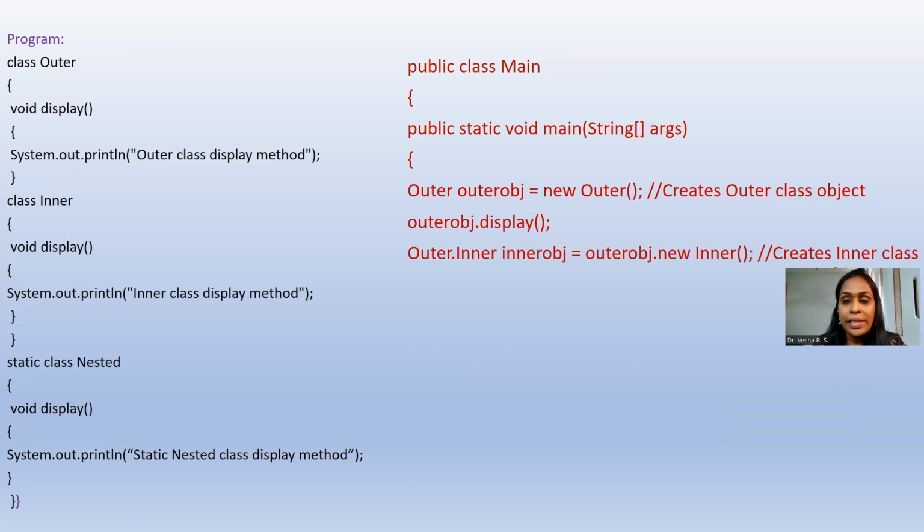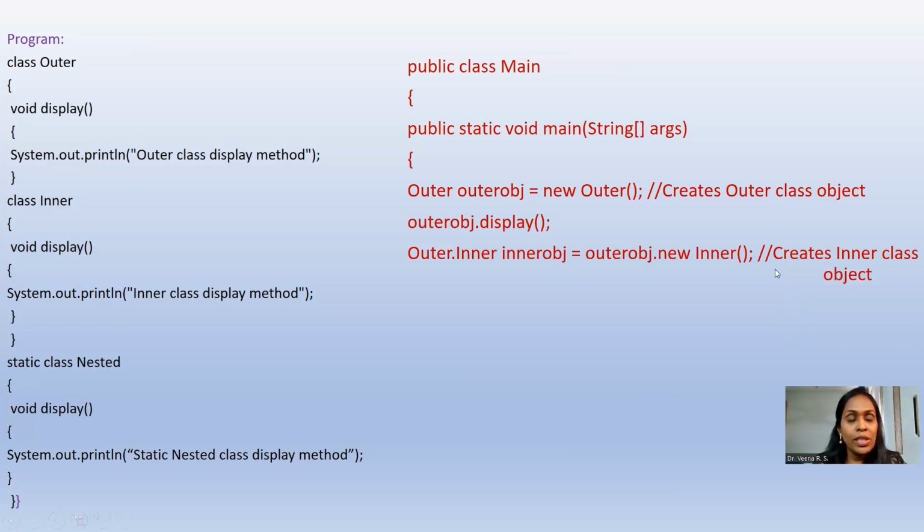We are trying to create an object of the inner class. How to create an object of the inner class is Outer.Inner. Outer is the name of the outer class, Inner is the name of the inner class. innerObj is the object name, equal to outerObj.new Inner(), and that is going to create an inner class object. innerObj.display is going to call the display method of the inner class.